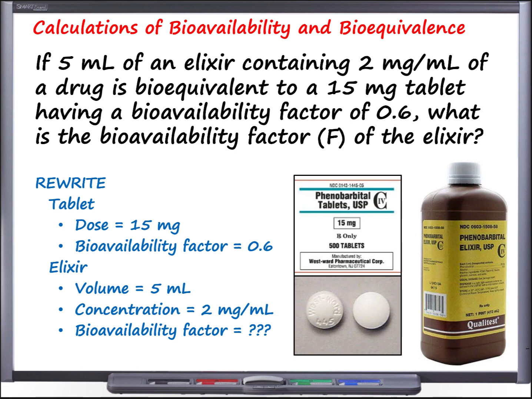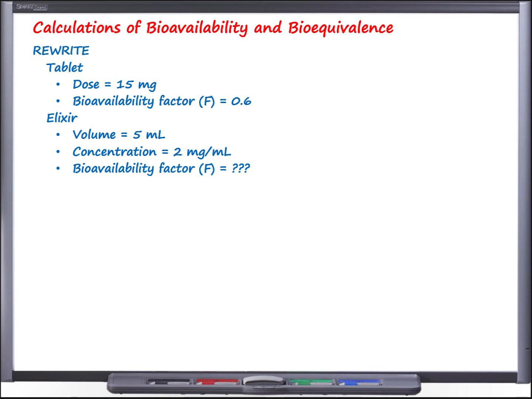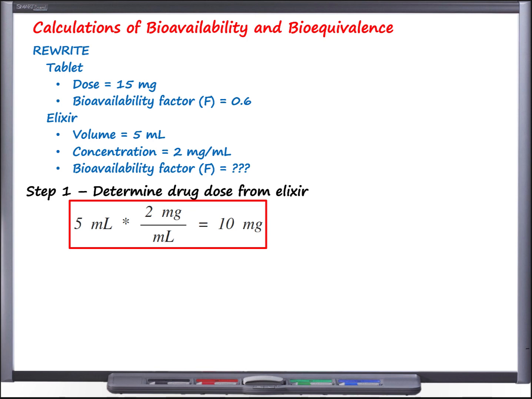So let's do that. Here's that information having been rewritten from before. Our first step, though, before we even mess with the bioavailability, is let's actually figure the dose from the elixir. We know the dose from the tablet is 15 milligrams. So let's go ahead and solve that same thing for the elixir. We just set up the equation: we're going to give a 5 milliliter dose, and we multiply that by its concentration, 2 milligrams per milliliter, so that the milliliter units cancel. And you can see that 5 times 2 gives us 10 milligrams. So what we're really talking about from the elixir is a 10 milligram dose.